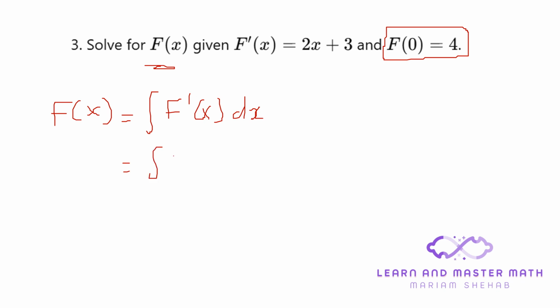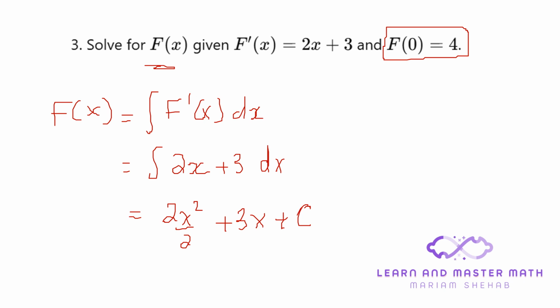So if I integrate 2x plus 3 dx, this will use the power rule: 2x squared over 2 plus the constant 3 becomes 3x, and there will be a c, and this is f of x. Well, sure, you can simplify the coefficients. Now let's continue. Before we continue with substitution, let's simplify the 2 here. So it's going to be x squared plus 3x plus c.